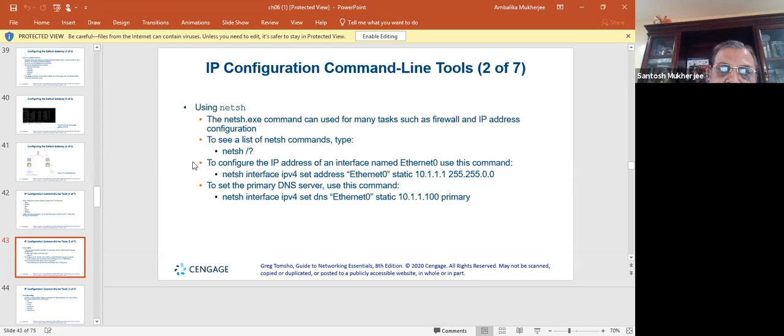Now, one by one, what is the use of netsh? The netsh command can be used for many tasks such as firewall and IP address configuration. To see a list of netsh commands, type netsh. To configure the IP address of an interface named Ethernet 0, use a command such as netsh interface ipv4 set address. To set a primary DNS server, use this command with netsh and Ethernet. So basically, if you want to find out what is happening with the proper Ethernet network in the IPv4 set address, then you have to type netsh, backslash, forward slash, then a question mark.